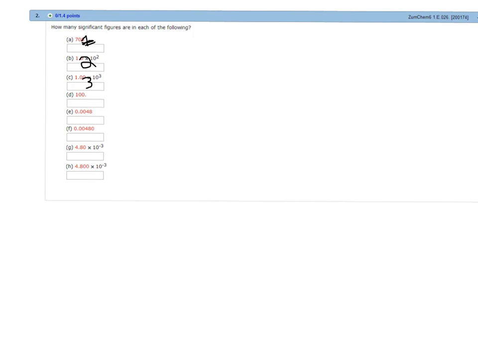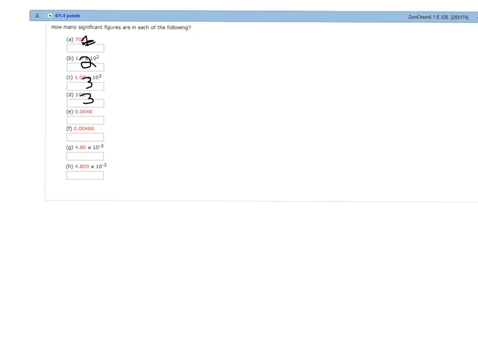Part D is very interesting. There is the number 100, and then they put a decimal point at the end of it. The decimal point is an indication that the zeros that follow the 1 are significant. So unlike in part A, where it just said 700 and there's no decimal point, in part D there is a decimal point, and that's a scientist's way of indicating that those zeros are significant. So I would say, okay, the 1 is significant and then both of the zeros are significant.